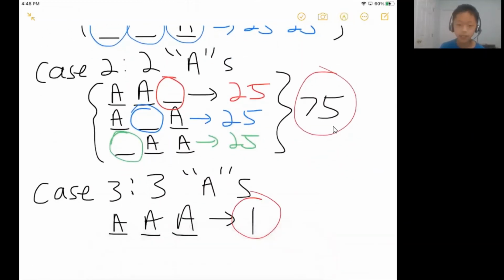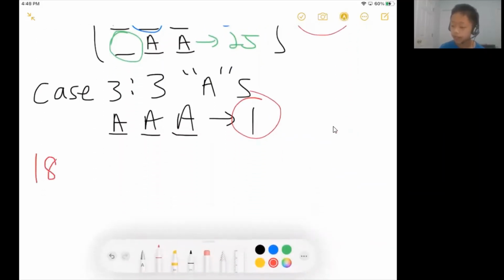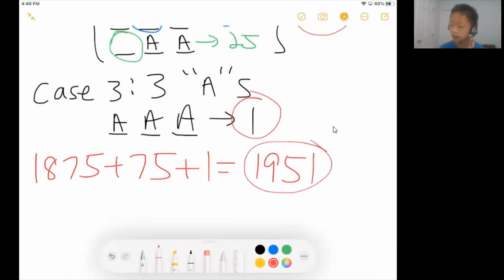So to count how many total ways there are, we would just add up all our cases. We got 1875 in our first case, 75 in our second case, and 1 in our last case. So we would have 1951 possible ways in total.